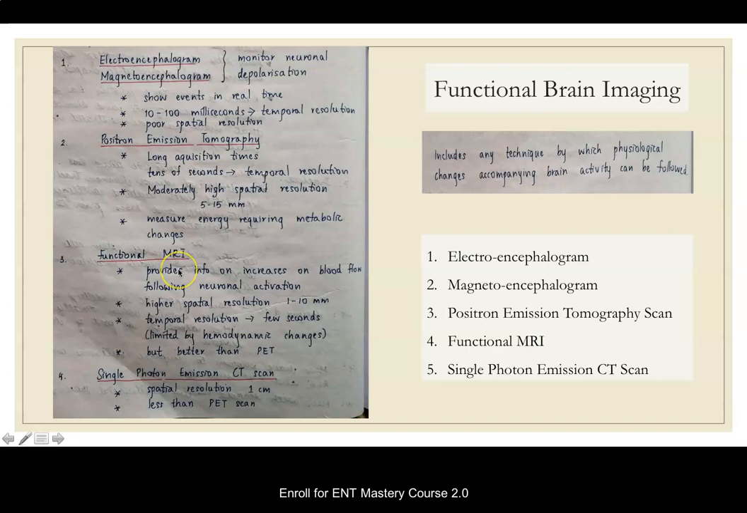Moving to functional MRI, it provides information on increases in blood flow following neuronal activation. It has a higher spatial resolution, 1 to 10 millimeters, and a good temporal resolution, a few seconds. The temporal resolution is limited by hemodynamic changes. You would see that in BOLD MRI. But the temporal resolution is better than PET scan.